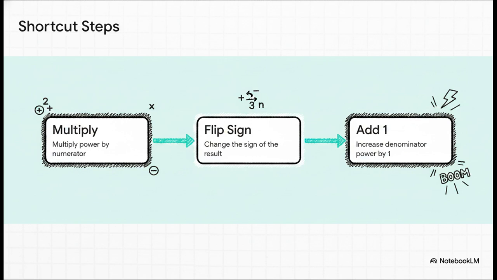So thinking back to our previous problem, the power was 2, multiply that by the numerator 1, and you get 2. Flip the sign, so now that's negative 2. Increase the bottom power from 2 to 3. The inner derivative is just 1. So your instant answer is negative 2 over x minus 1 cubed. I mean, compare that mental leap to writing out half a page of quotient rule calculations. Boom, done in literally 2 seconds.